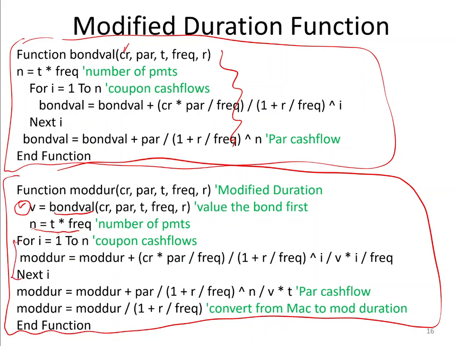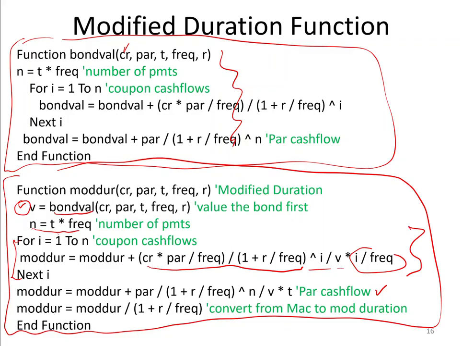For I equal 1 to n, next I, and it's mod dur equals mod dur plus, because I'm doing a weighted average of all the cash flows, and it is simply the present value of each cash flow times I divided by frequency. So it's doing exactly what we did in that spreadsheet, but it's doing it within this function. And then I have to handle the fact that this code here does not include the final par payment. So I need to add one more line of code to calculate the effect of the final par payment.